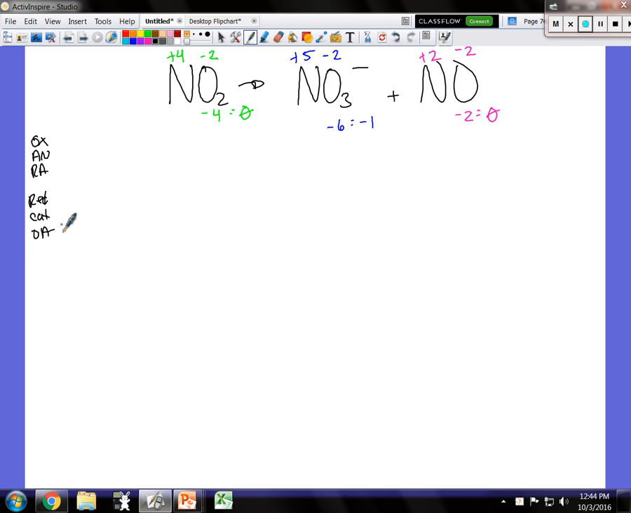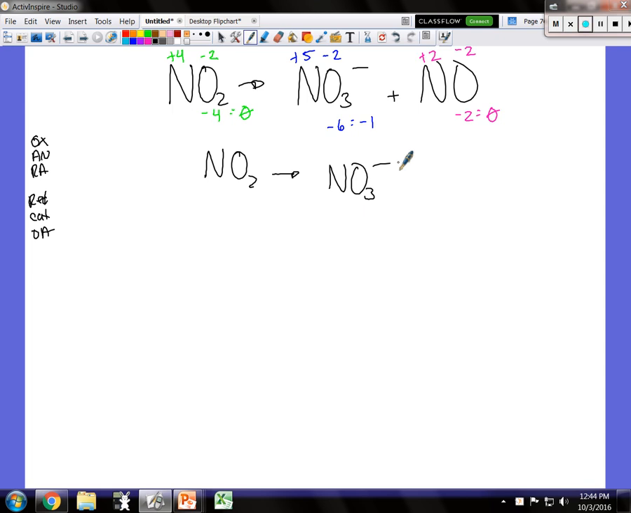Okay. All right. So the oxidation half. Which one is the oxidation half? NO2 to what? NO3 minus. The reason I know that is because it went up, right? +4 to +5. That's up. That's oxidation. So NO2 going to NO3 minus.